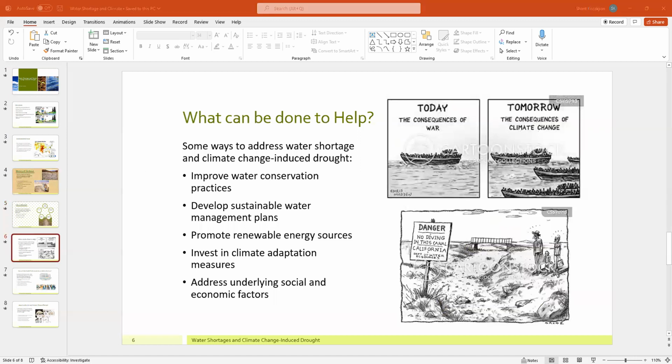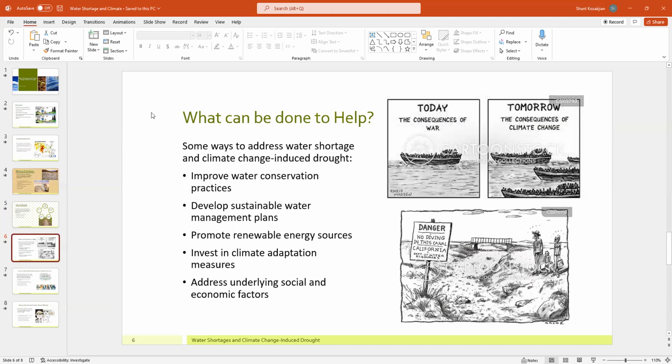So how can we help? Here are some ways to address the water shortages and climate-induced drought. We need to improve water conservation practices, which is one of the most effective ways to address water scarcity. That includes things like fixing leaks, using low flow fixtures, and reducing water use in agriculture through more efficient irrigation practices. Next is to develop sustainable water management plans.